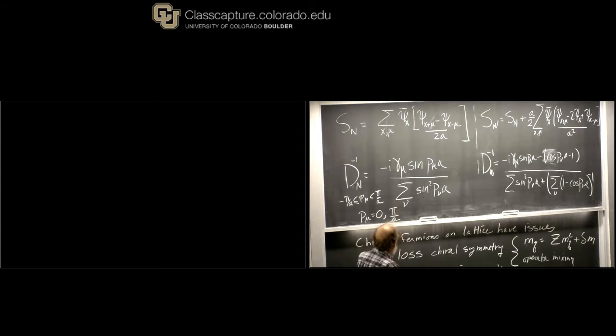Okay? So if you're counting places where you have poles to count the number of particles, this is not one fermion.